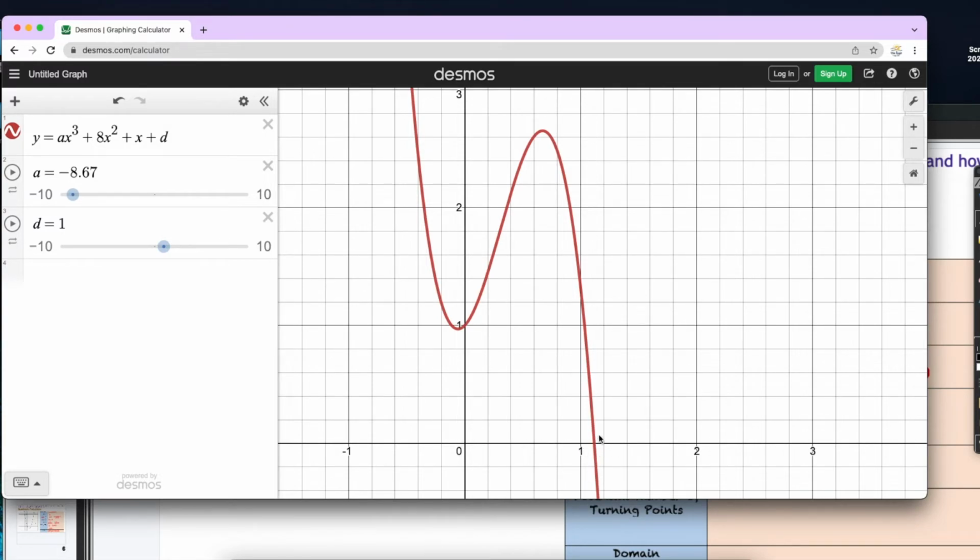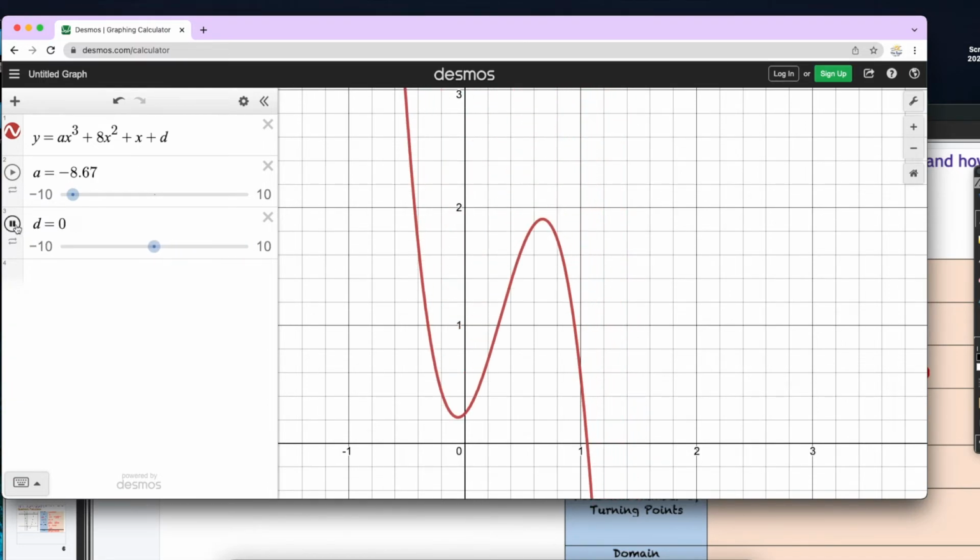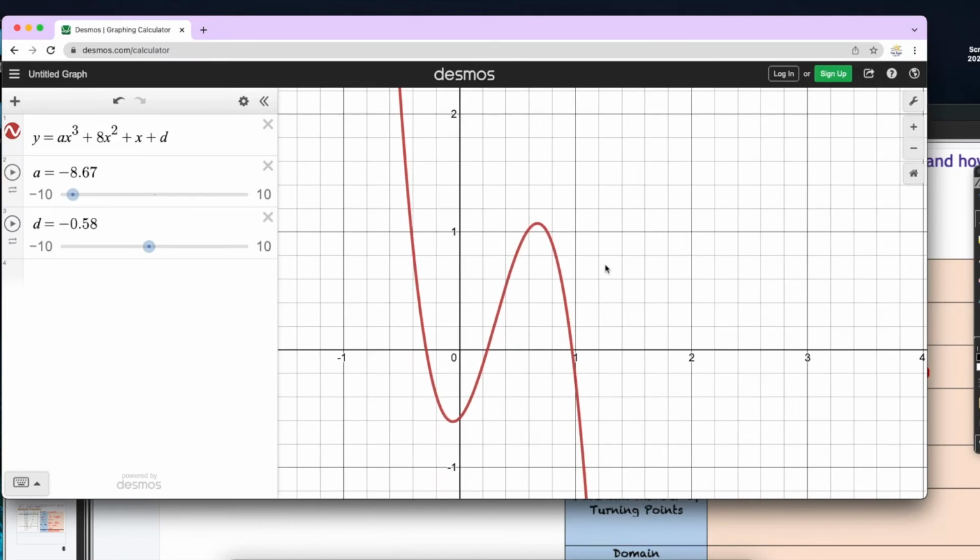So not only can you have a cubic with one x-intercept, you can also have a cubic with two x-intercepts. And then even more common than that is if I was to drop this down further, I can create a cubic with three x-intercepts. And so cubics can actually have one, two, or three x-intercepts. What they can't do though, like quadratics can, is have none.